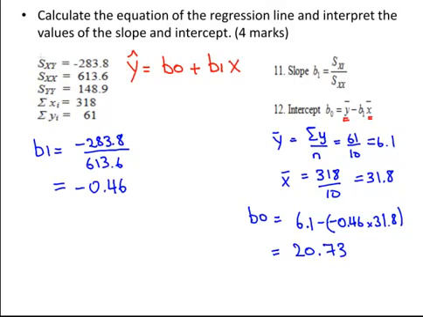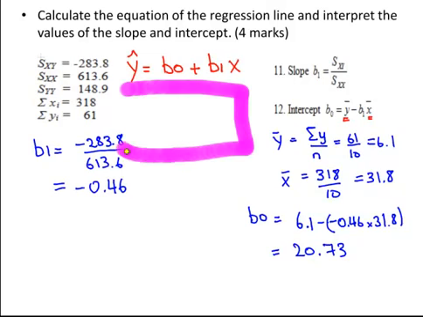So we're ready to write out the regression equation, the line of the regression equation here. I'll put it in here: y hat equals 20.73 minus 0.46x. X is age, and Y is the estimated number of days missed.